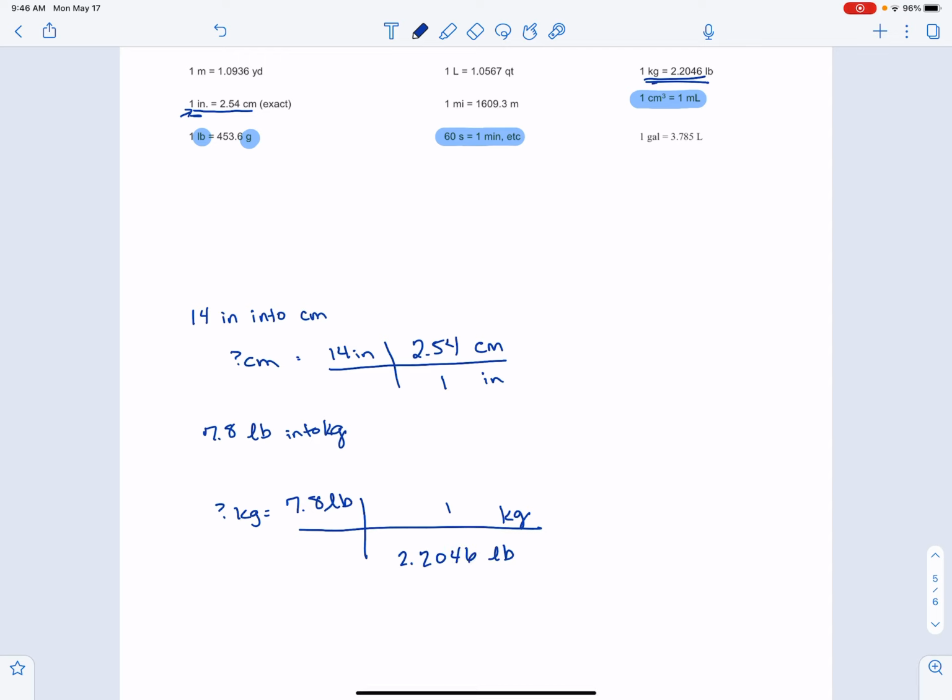2.2046 pounds. Now this actually is an exact conversion, so again you can ignore this for sig figs. This will have 2 sig figs. And then in this one, this is actually comparing something that has 1, 2, 3, 4, 5 sig figs to something that has 2. So you're going to need to have something that has 2 sig figs.